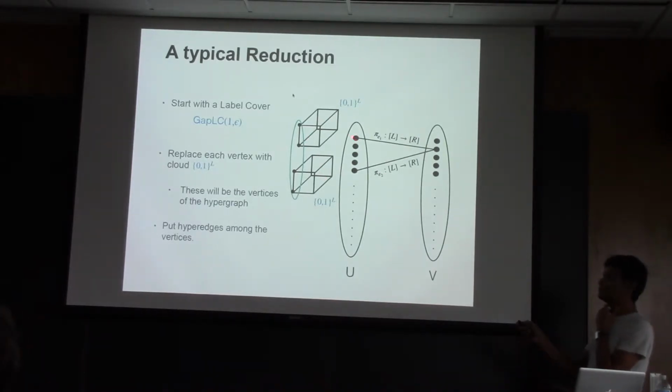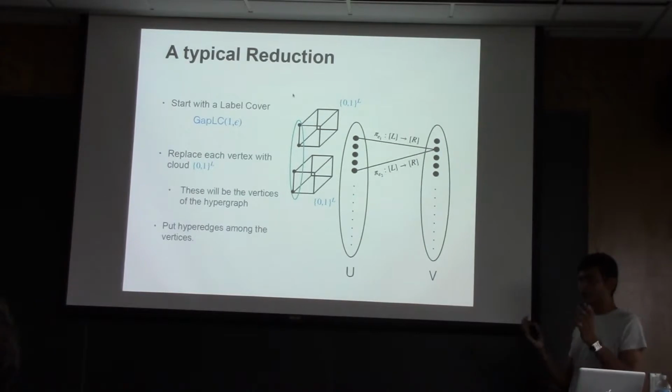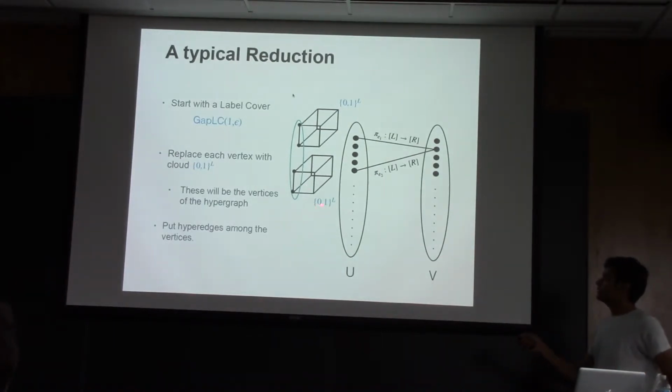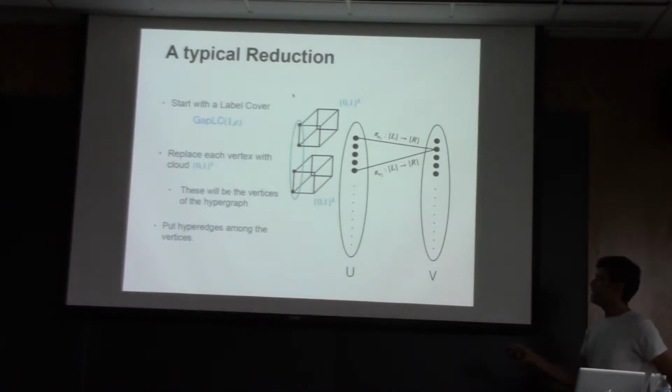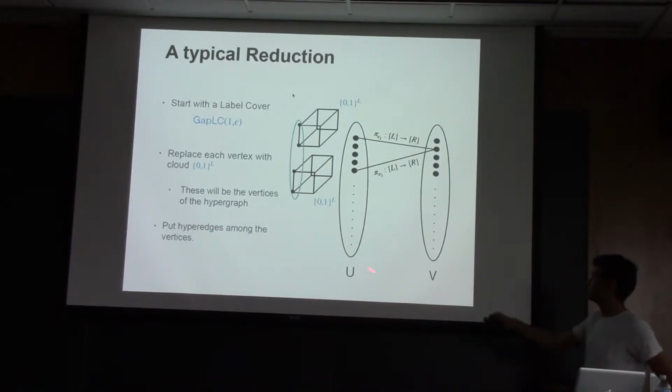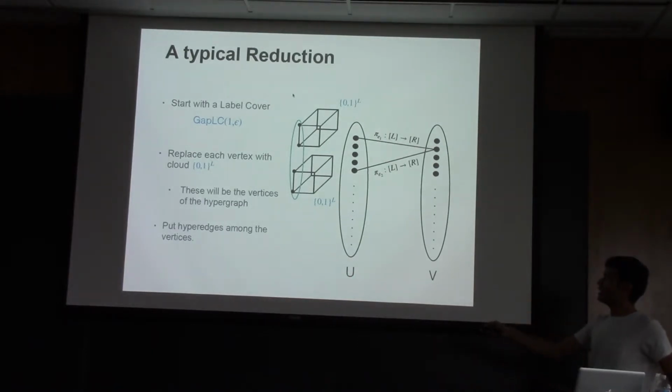So you replace each vertex by some cloud of size say 2 to the L. Maybe you can represent each node here by a binary string of length L, and these will be the vertices of our hypergraph. And somehow you put hyperedges amongst these vertices. So if you start with label cover here, the number of vertices you produce is size of U times 2 to the L, and somehow you put some hyperedges across these vertices.